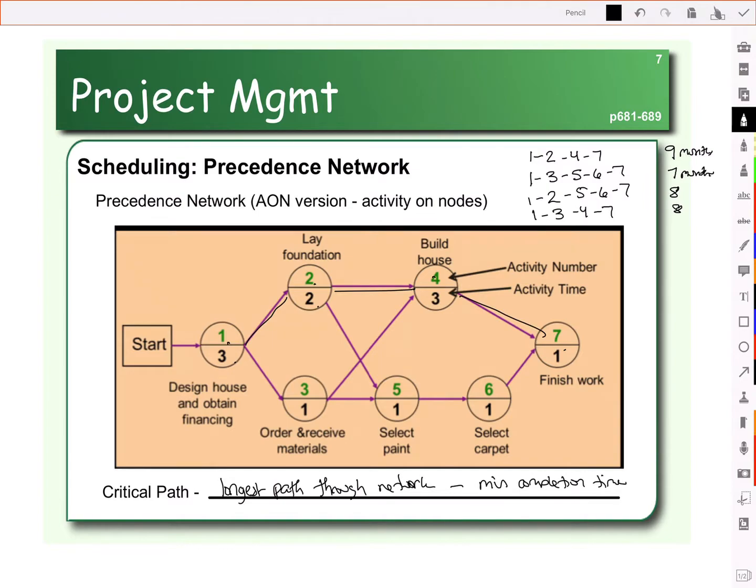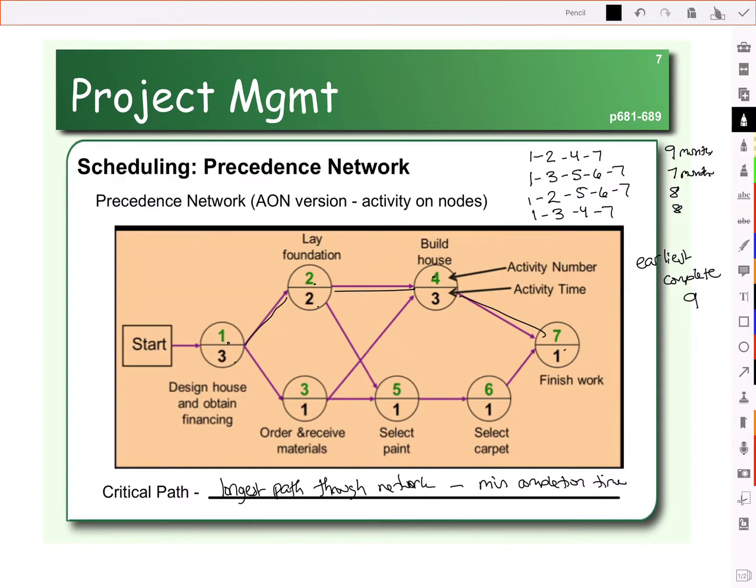So we have to take that into consideration, which means the earliest we can finish this house is going to be the longest path, because that's the path that takes the most amount of time. We have to do everything in the project, but we don't have to do it all one at a time. So the earliest we can be done is based on the longest path. So this house takes 9 months to complete.